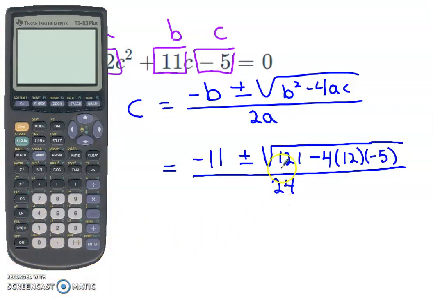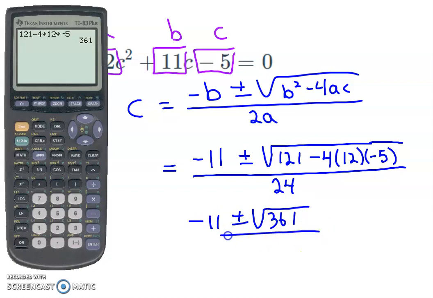So now I'm going to calculate 121 minus 4 times 12 times negative 5. Okay, so I'll just type the whole thing in there. That gets me 361. So negative 11 plus or minus the square root of 361 all divided by 24. Okay? Now, I happen to be nerd enough to know that the square root of 361 is 19, so I've got negative 11 plus or minus 19 over 24.